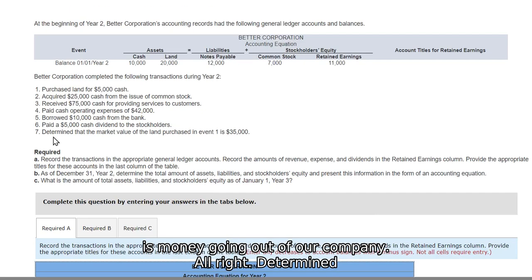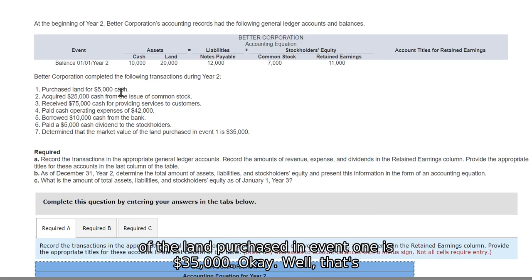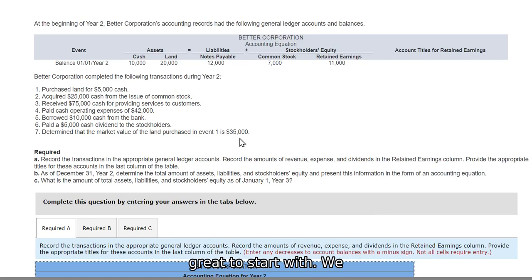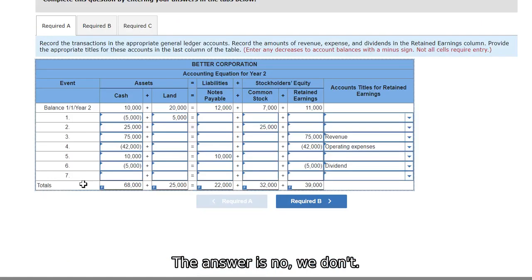All right. Determined that the market value of the land purchased in event 1 is $35,000. Okay, well, that's great to start with. We spent $5,000 cash, but it is now worth $35,000, so it increased in value by $30,000. Question is, do we do anything with that? The answer is no, we don't.